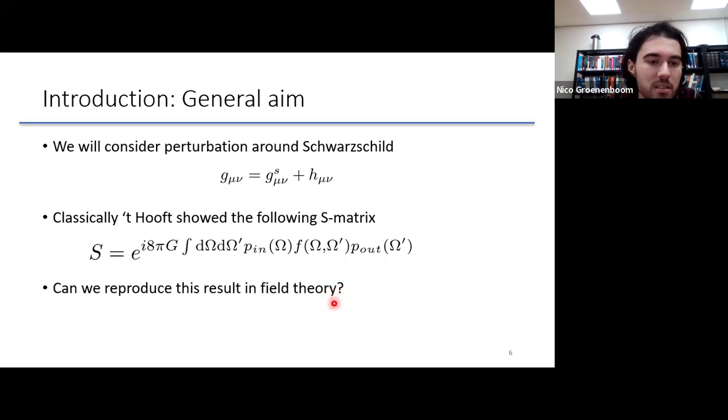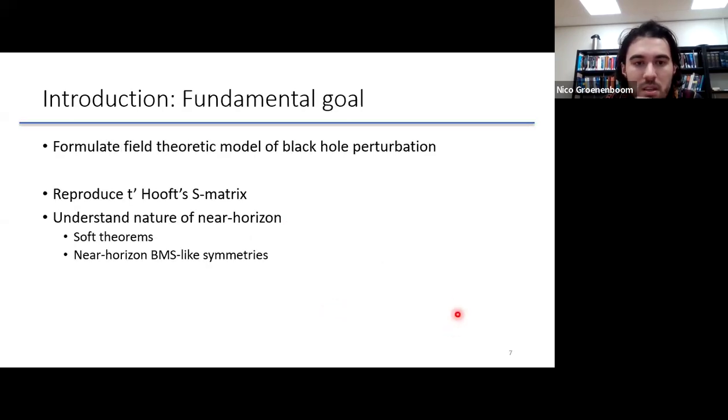And our first question was whether we can reproduce this result in field theory to make sure that we understand both of the models. So we have formulated the field theoretic model of the black hole perturbation. And first, we want to reproduce 't Hooft's S matrix. That is what this talk will be about mainly.